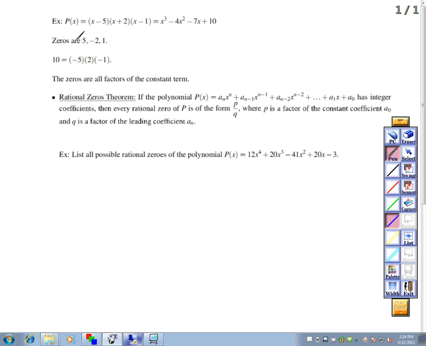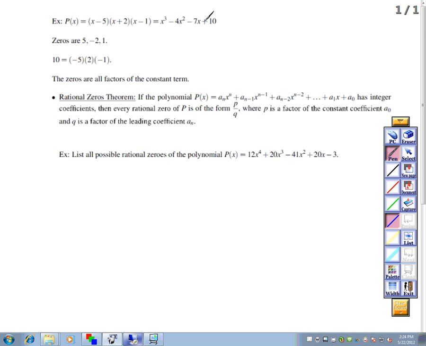Let's start with an example. If I look at the polynomial, and let's look at its factored form, x minus 5 times x plus 2 times x minus 1, it can be expanded out to get x cubed minus 4x squared minus 7x plus 10. If you look at the factored form, we see the zeros, 5, negative 2, and 1.